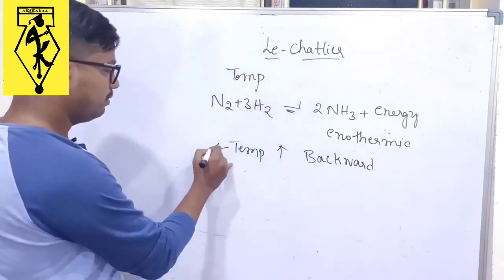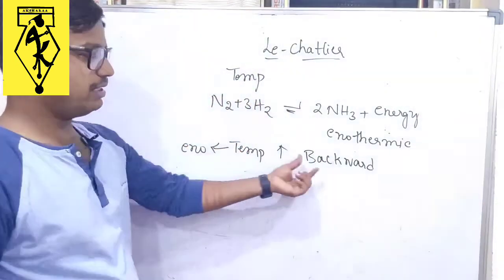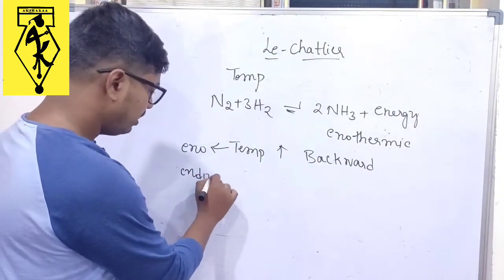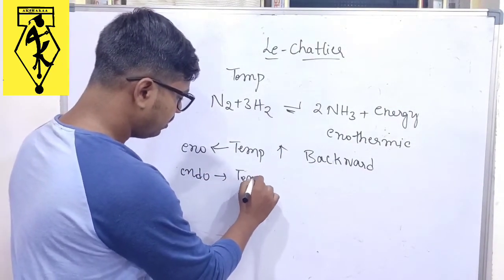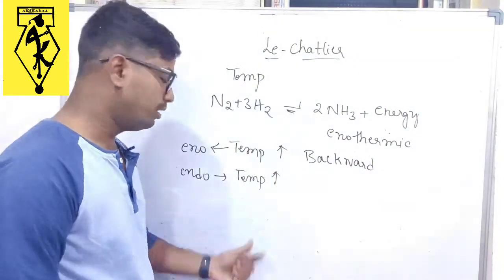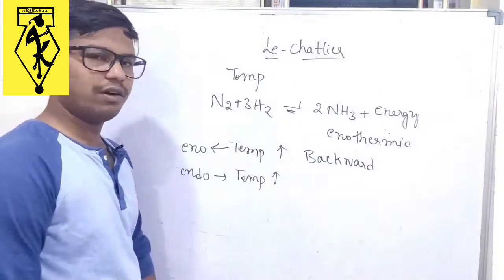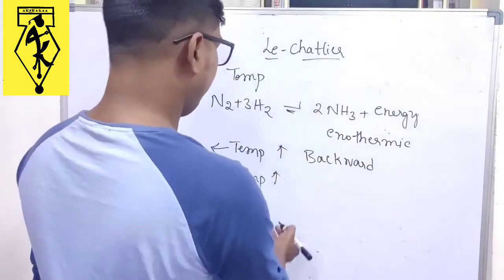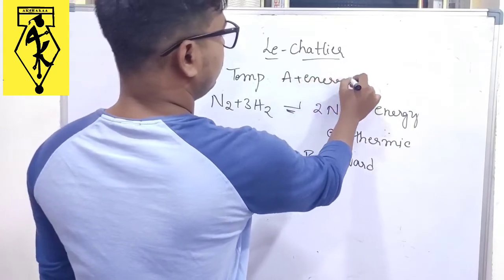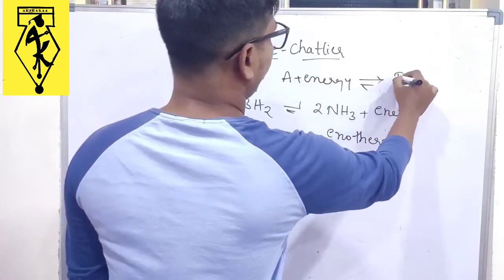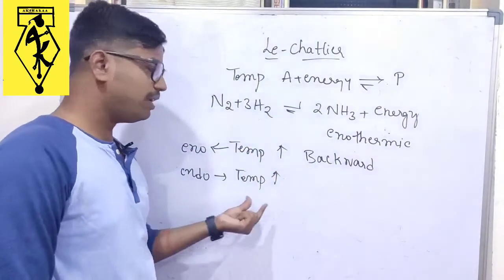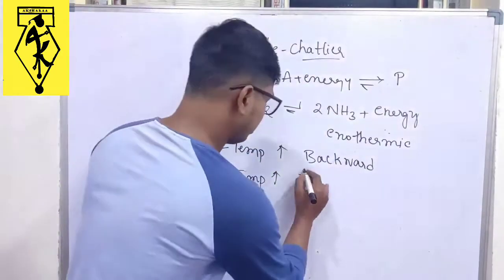For an exothermic reaction, when temperature increases, it goes backwards. For an endothermic reaction, we give the temperature, and only then does the reaction go on. So if we increase the temperature for an endothermic reaction, I can write it like this: A plus energy is in equilibrium with the product. Now we are increasing the reactant concentration, that means we are increasing the temperature, then the reaction goes forward.